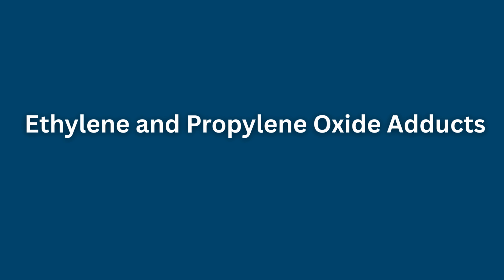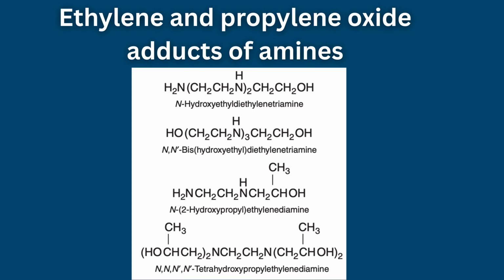Ethylene and propylene oxide adducts. Polyamines can also react with ethylene oxide or propylene oxide to produce hydroxyalkyl derivatives. As the reaction progresses, the number of active hydrogen atoms decreases, reducing the reactivity of the curing agent. These derivatives generally exhibit lower skin irritation and lower viscosity. However, the reduction in reactive sites can lead to slower curing and somewhat diminished mechanical properties. In some cases, curing rates can be increased by adding acidic accelerators such as bisphenol A.